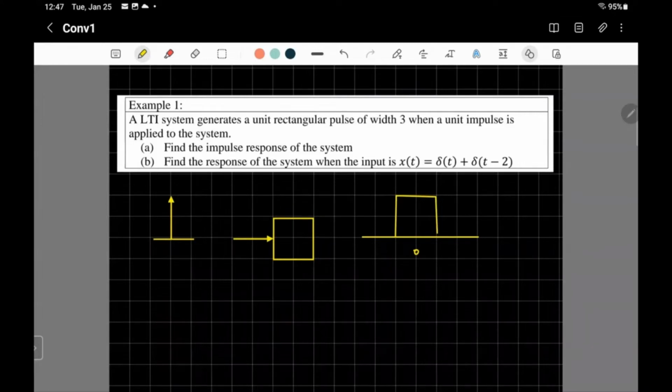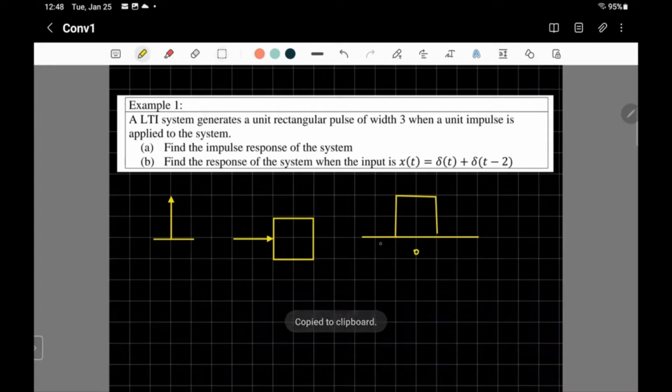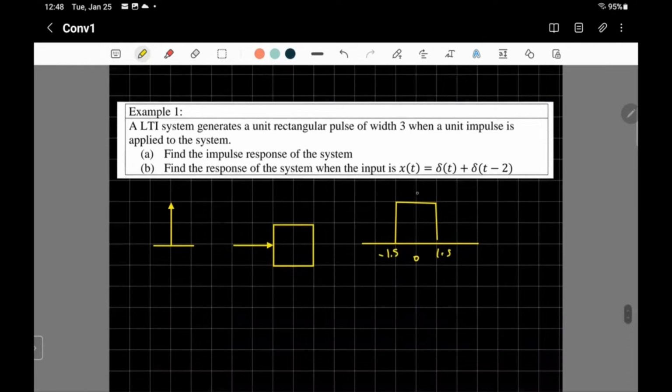So what does it mean? Start from what time to what time? Negative 1.5, that's right, negative 1.5 to positive 1.5, and this one in the middle. And the height is equal to 1 because it's a normal or unit rectangular pulse. That's the output for the unit impulse.